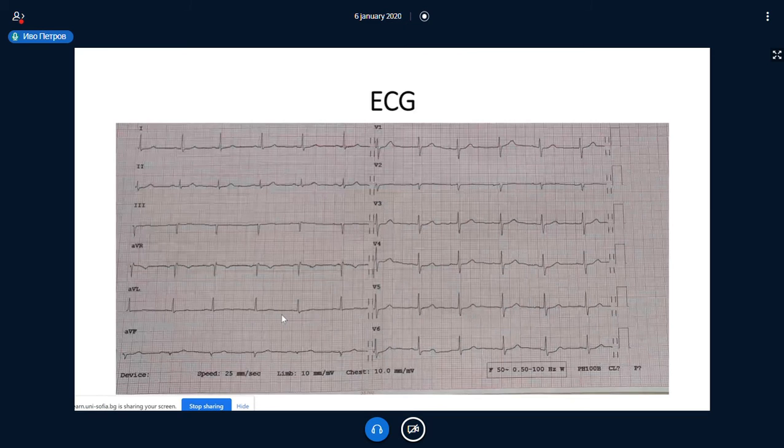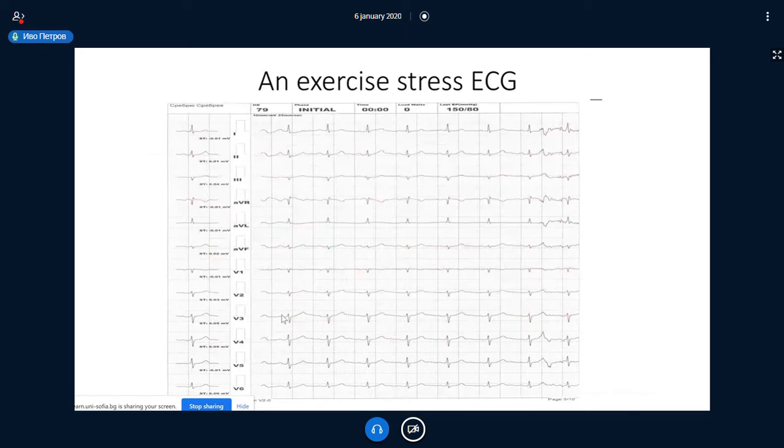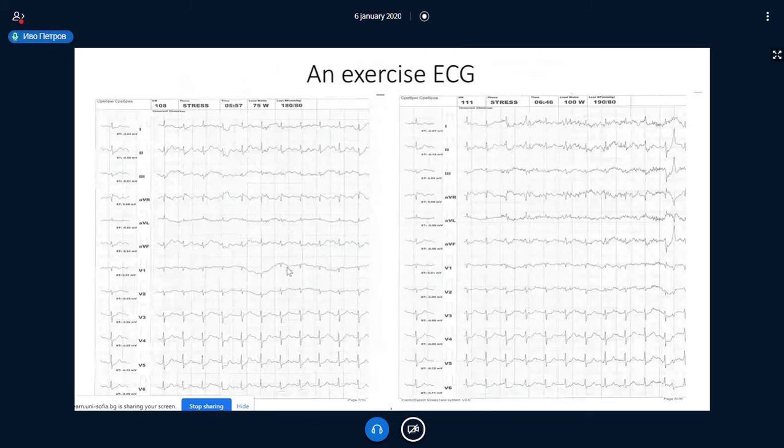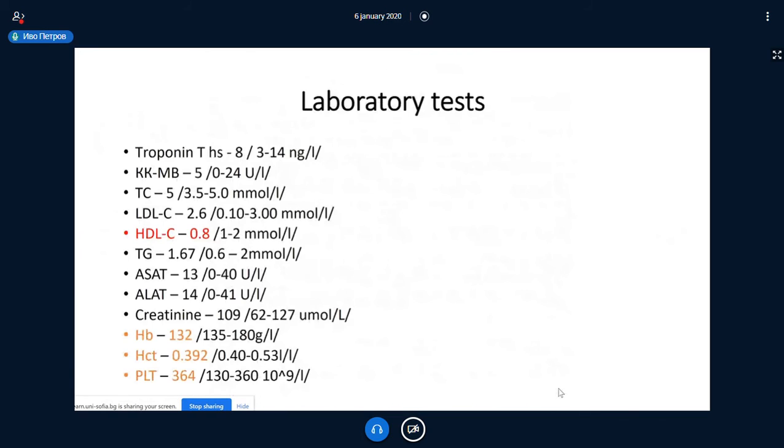with significant changes on the ECG. You can see that he has not only slight depression of the ST segment, but also, during the exercise, ventricular premature beats. This combination of ST depression, which you see here in V4, V5, V6, together with the premature ventricular beats, makes a positive stress test.